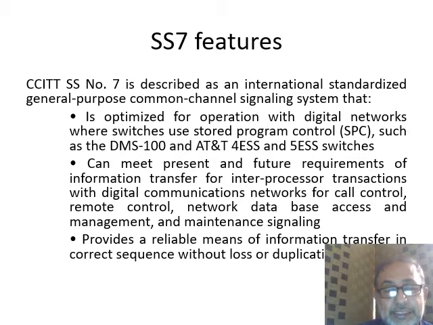This signaling system should be able to meet present and future requirements of information transfer for inter-processor transaction with digital communication networks, for call control, remote control, network database access, and management and maintenance signaling. All these functions should be possible through this signaling system. That's why signaling system number 7 is so successful till now.